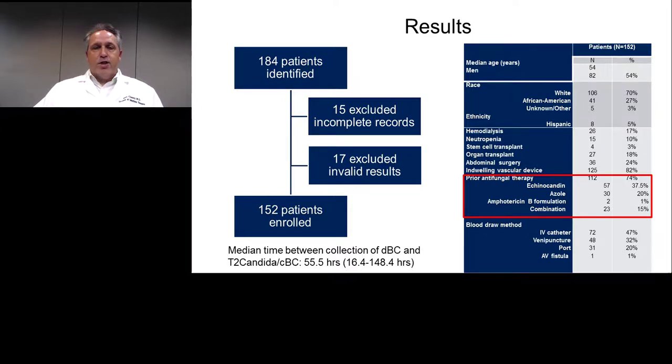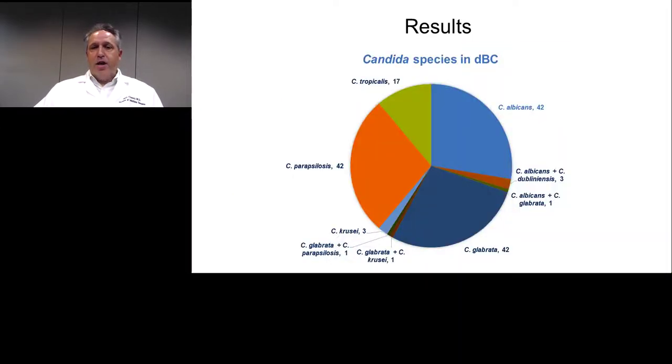Here's a breakdown of the Candida microbiology. You can see on the pie chart here, the biggest slices are for Candida albicans, Candida glabrata, and Candida parapsilosis, which were enrolled in equal numbers. There were fewer patients who had Candida tropicalis or Candida krusei infections, and then a handful of mixed species infections.